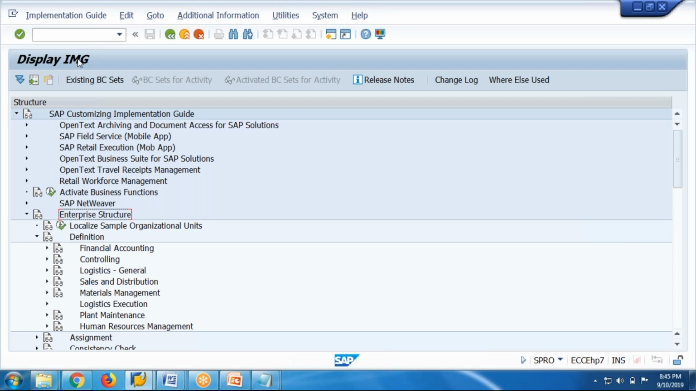IMG stands for implementation guide. Whenever I'm opening the screen, you always write a side heading called IMG.